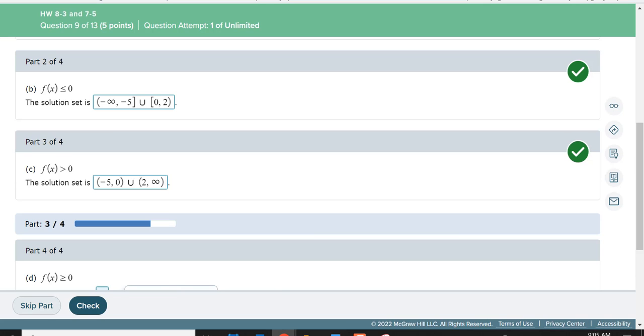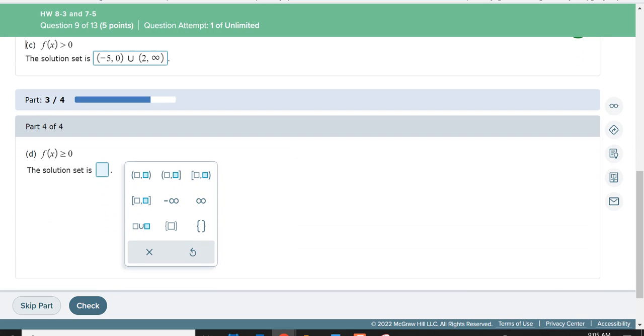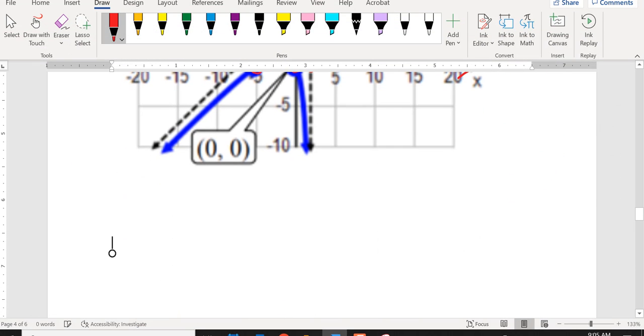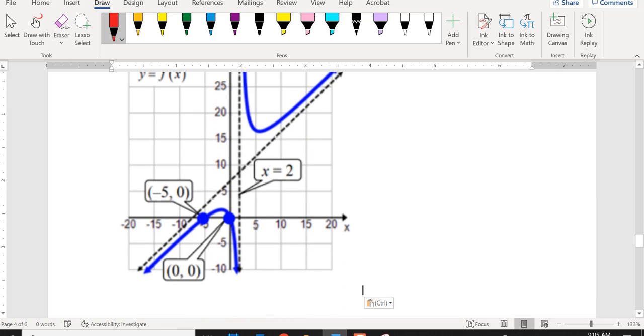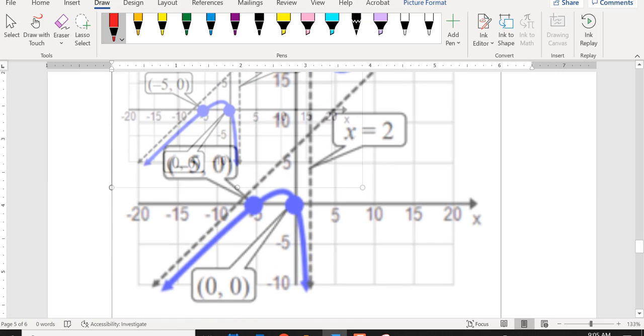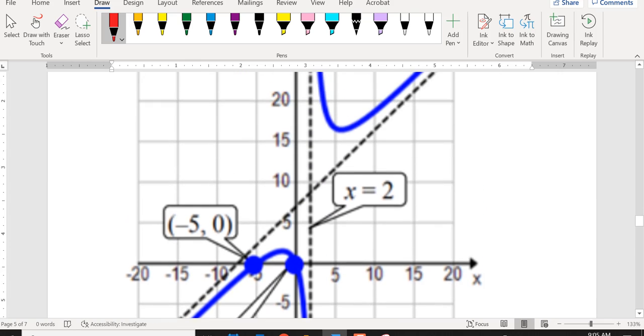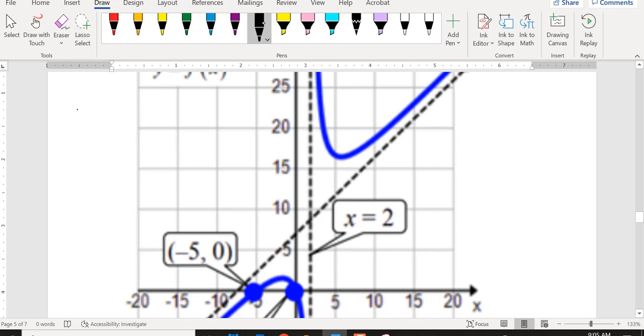And the last part, it wants you to find where is it greater than or equal to 0. Okay, where is the function? So this is part 4. Where is f of x greater than or equal to 0? I'm going to do the equal part first. It's equal to 0 here and here. And then it's greater than 0.